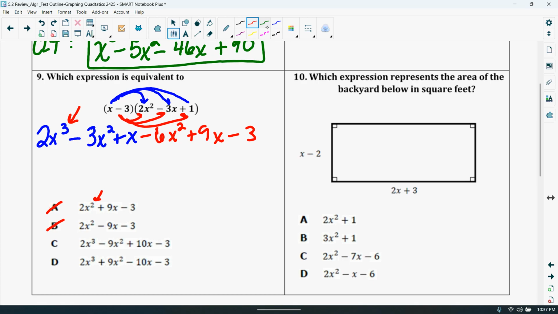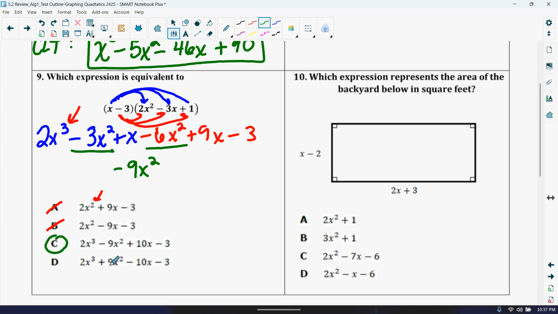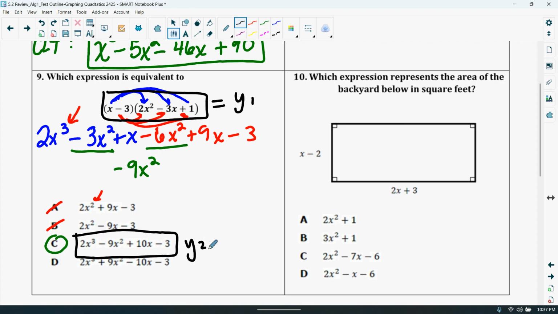The next thing I got to check is combining the like terms of the negative 3x squared and the negative 6x squared. So that's going to make that a negative 9x squared. And that means that would have to be C because this one has positive 9x squared. Again, if you're not sure and you want to check your work, we're going to type in the original problem, which is this with the parentheses, as our y1, and type in our answer choice as y2.